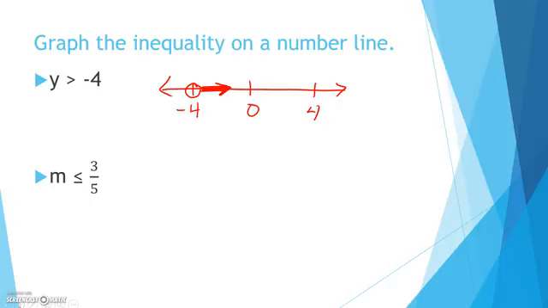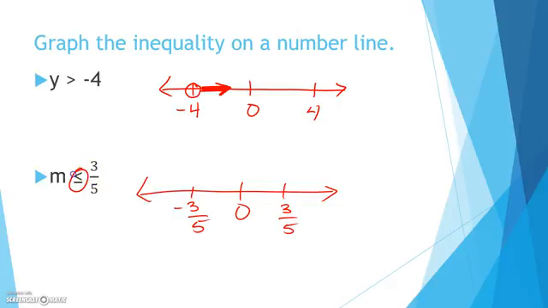The next problem says m is less than or equal to 3/5. So even though this is a fraction, I'm still going to just put 3/5 and its opposite, -3/5, on a number line. Now here we have m is less than or equal to 3/5. So because that or equal to is there, we can put a solid circle on 3/5. And then I have to think of a number that again makes this true. So I'm going to pick 0 again. 0 is less than or equal to 3/5, so I'm going to point my arrow to the left towards 0 on that number line.